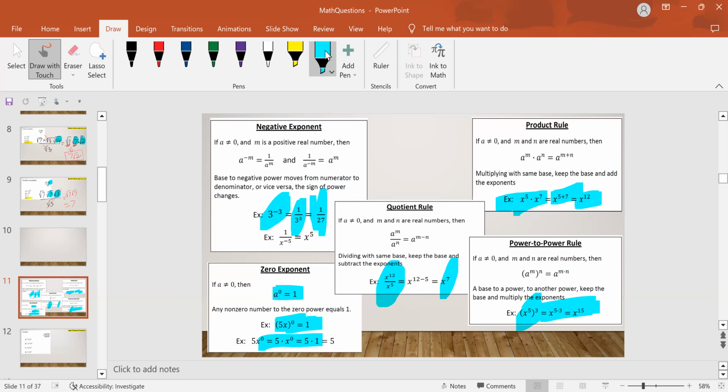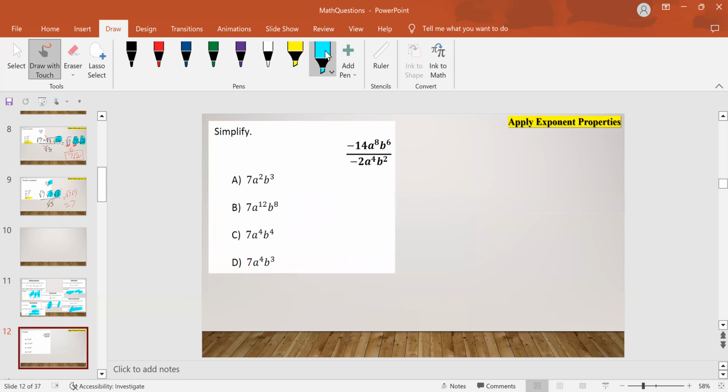Now, let's see this. We have negative 14 a to the 5th b to the 6th, and negative 2 a to the 4th b to the 2nd power. So we'll do the division between the numbers, the division between the a's, and the division between the b's. Negative 14 divided by negative 2 gives you what?